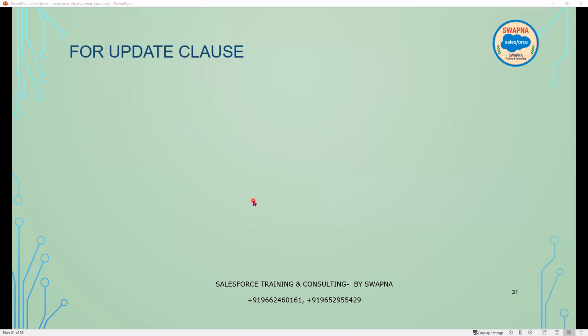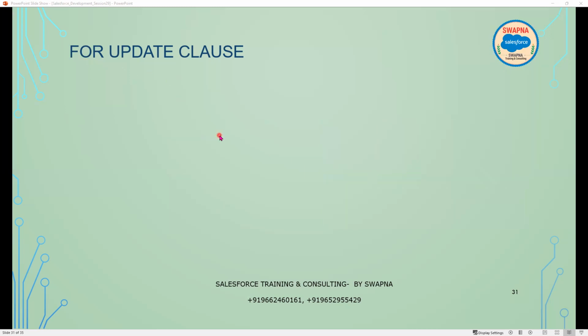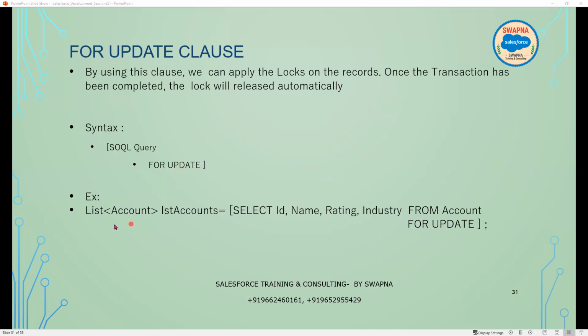Now, when user 1 is performing it, he can lock the record. How can he lock it? By using FOR UPDATE. Once the transaction has been completed, the lock will be released automatically. The syntax is SOQL query FOR UPDATE. For example, list of accounts equals SELECT Id, Name, Rating, Industry FROM Account FOR UPDATE. When you use FOR UPDATE, you are locking that particular record. Nobody should be touching or updating it until your process is completed.